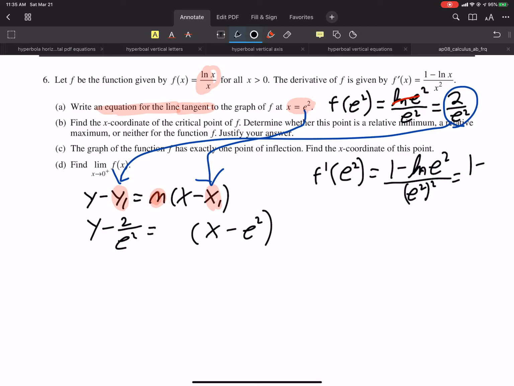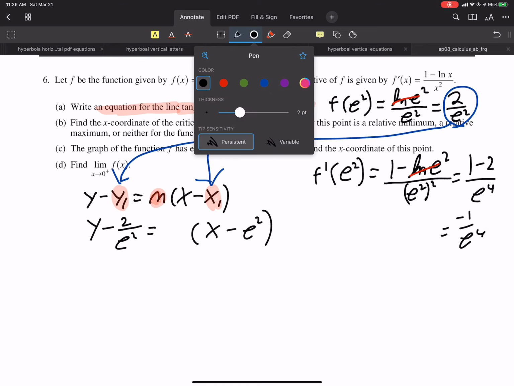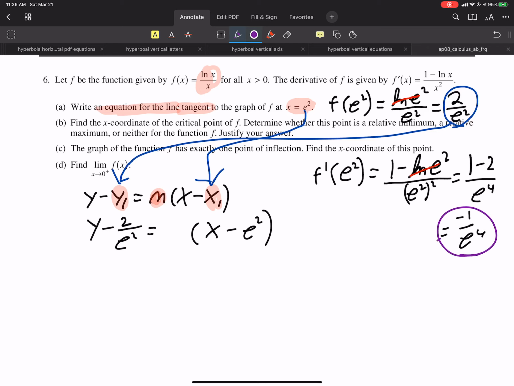Well, like we said before, those are going to cancel because they're inverse functions we're dealing with. So it's going to be negative 1 over e to the 4th. I'm going to take that beautiful answer and plug it in for the slope, because the derivative does tell us the slope of the tangent line. And I am a happy man, because there is the equation of the tangent.